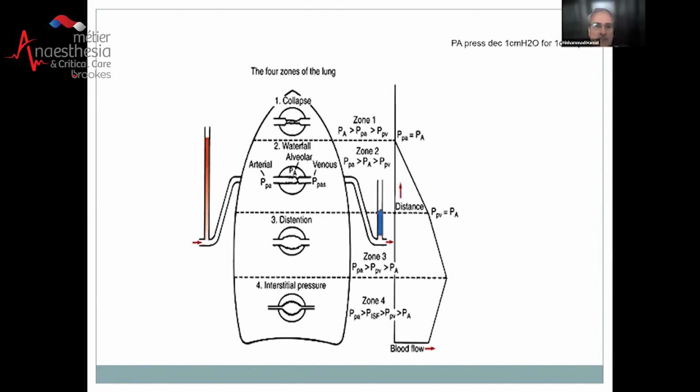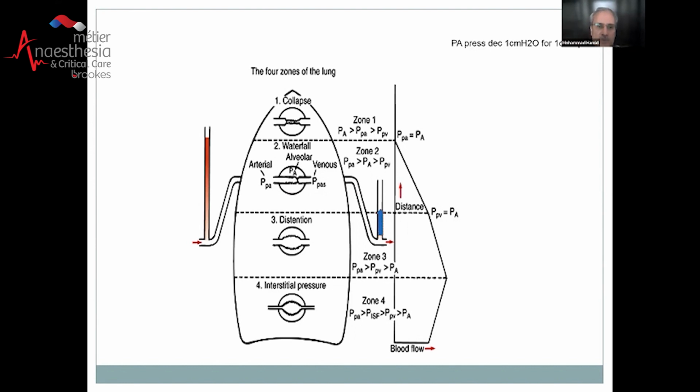Another concept is West zones. These are physiological zones divided into 4 zones. Zone 1 is where the alveolar pressure is much higher, so the arterioles are constricted and there is minimal blood flow in the apical region in the supine position. Zone 2 is the area where arterial pressure is more than the alveolar pressure and there is some flow going on. But zone 1 and zone 2 are interchangeable. Zone 1 is basically dead space, where there is ventilation but no or minimal perfusion.